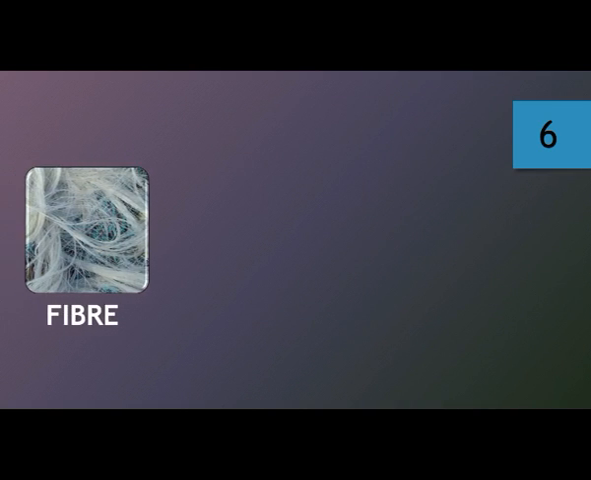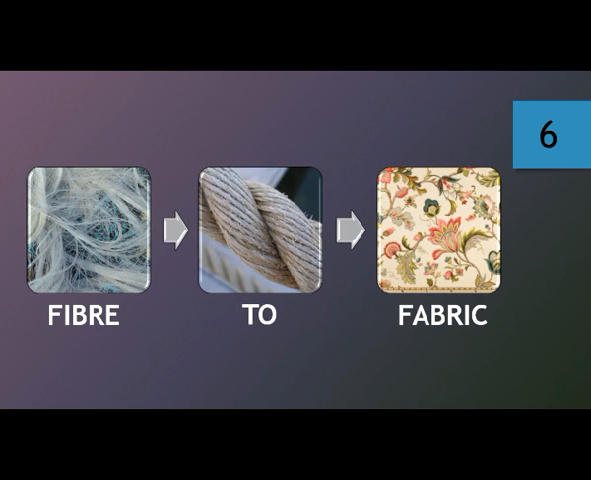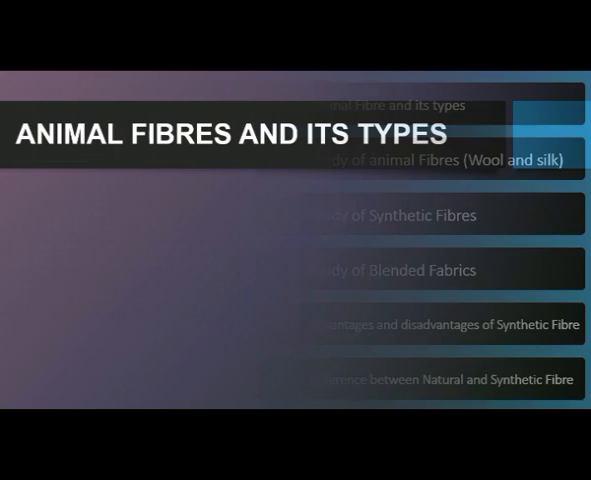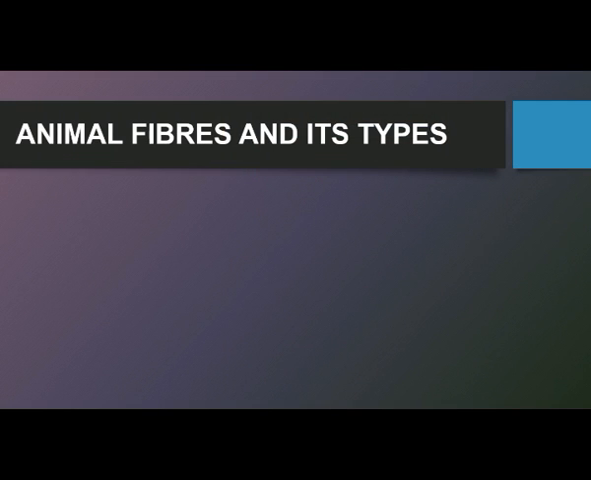This is part 2 of the chapter Fiber to Fabric. Topics to be covered here are animal fibers and its types, study of animal fibers, wool and silk, study of synthetic fibers, study of blended fabric, advantage and disadvantage of synthetic fiber, and a brief study about the difference between natural and synthetic fibers. So let's start with animal fibers and its types.